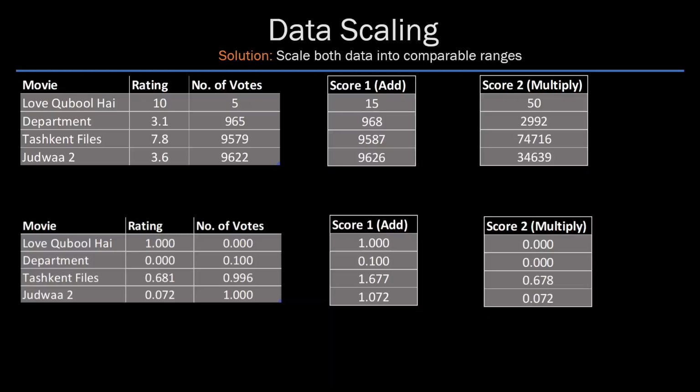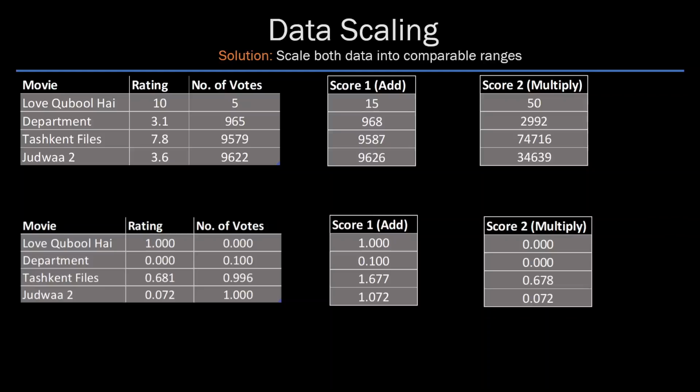So Tashkent File has the highest value of 0.68 and Judwa 2 is the next better movie according to this. It seems to be okay, but what is happening is we are giving equal weightage to both rating and number of votes. We can improvise this methodology of the function f by adding more weightage to maybe rating, or to number of votes, but ultimately this is the way.